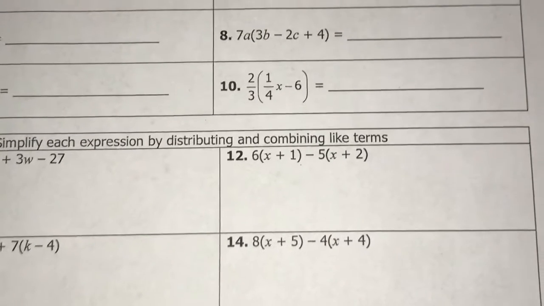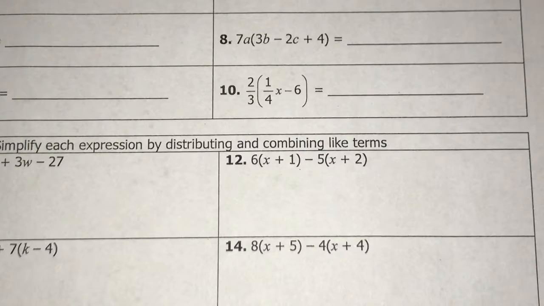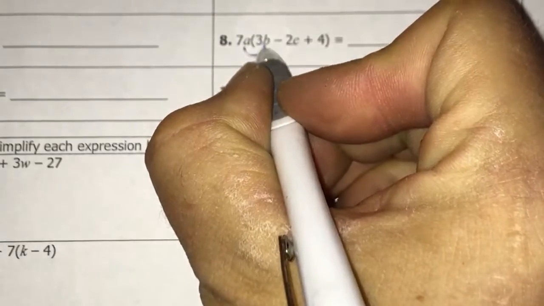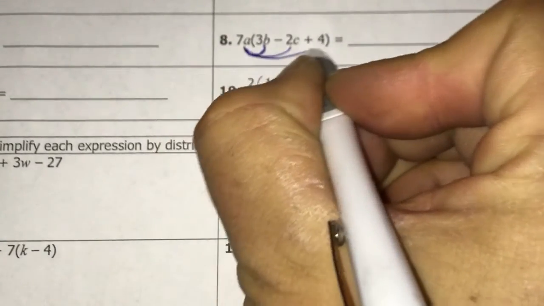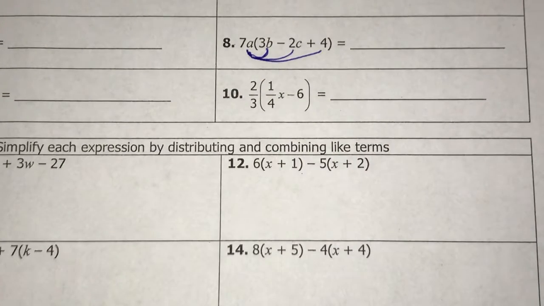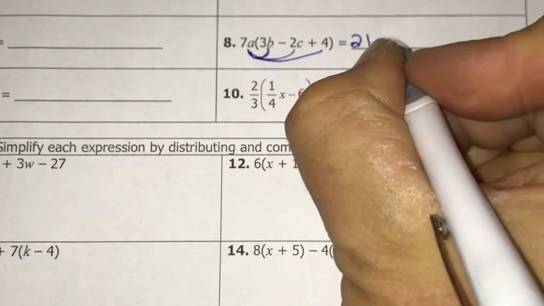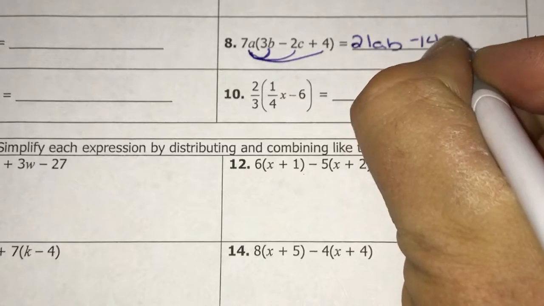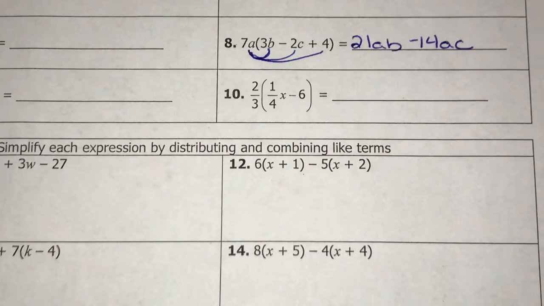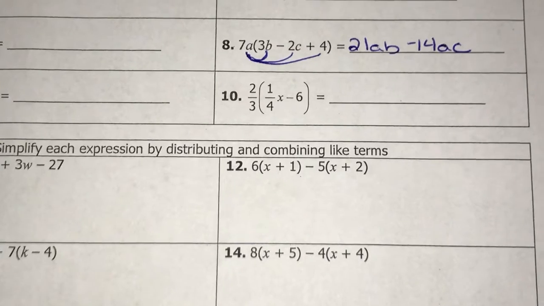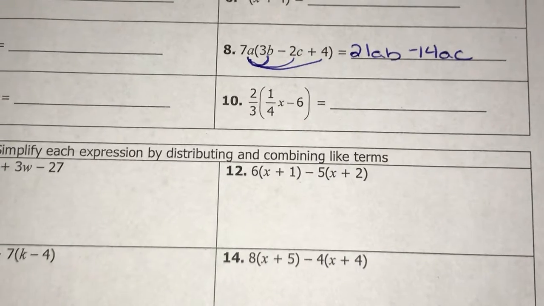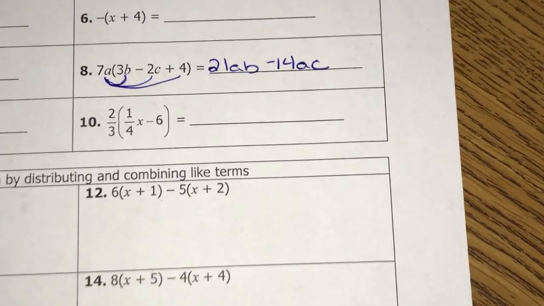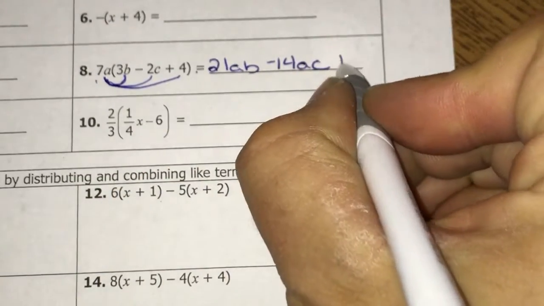Let's look at number 8 together. 7a, we're going to take through 3 times now. So I have 3 arcs I'm drawing. So 7 times 3 is 21. And then negative 14ac. Okay, and then 21 for 28a. 7 times 4 is 28.